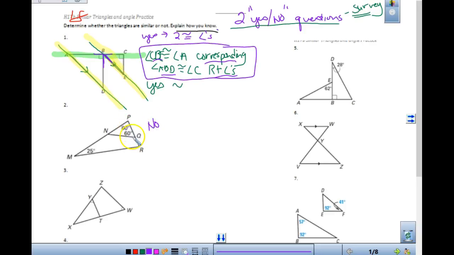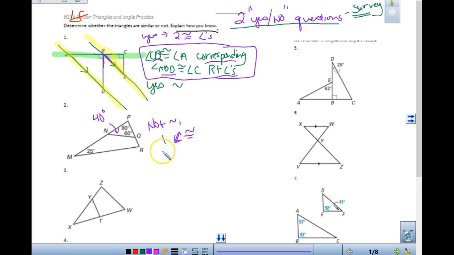So we have 80, 60. What does the measure at angle N have to be if I have 80 and 60? It has to be 40. So if I know this is 40, and then in the bigger triangle I have 80, 25, this is definitely not either 40 or 60, right? So the reason that these two are not similar, okay? Not similar because only one angle was congruent. Only one angle was congruent.